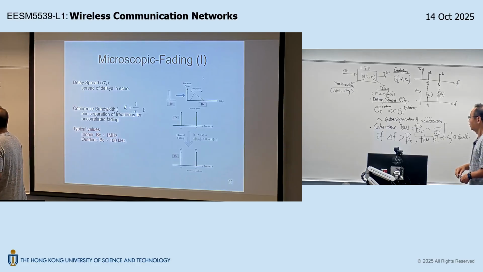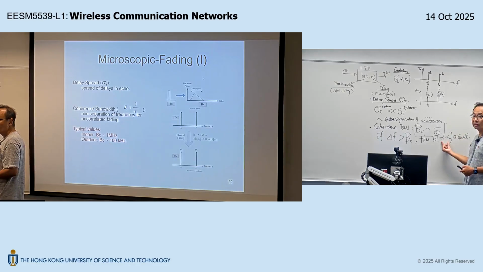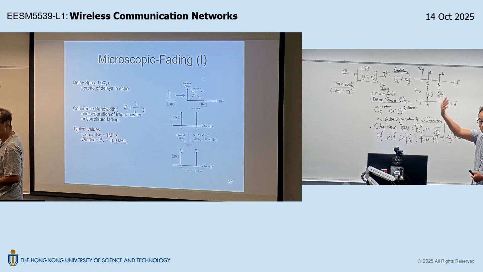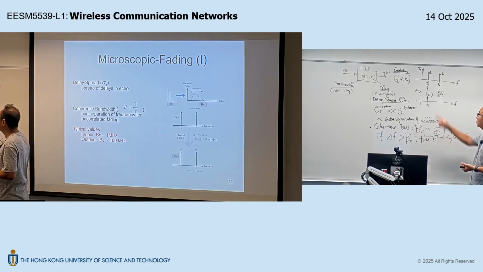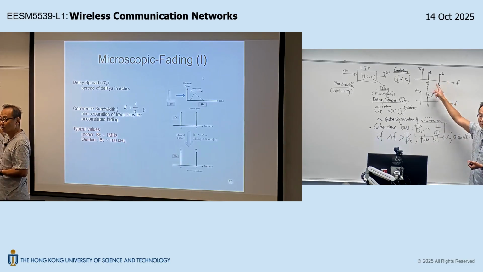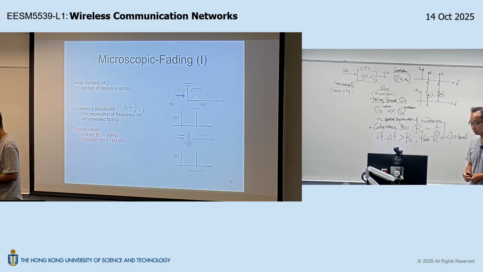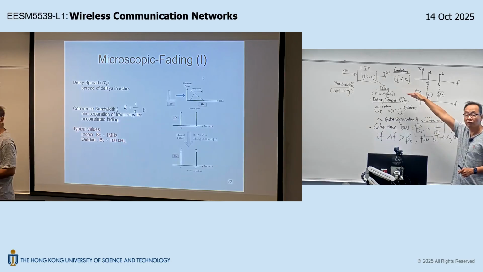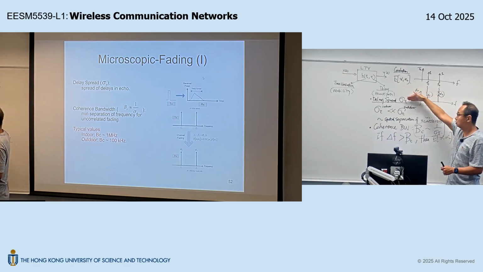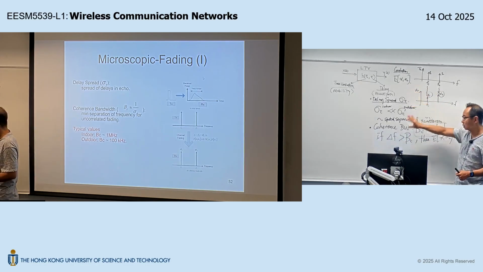Okay. So fundamentally, why does the correlation depend on the frequency separation? That's because the condition for constructive and destructive superposition depends on the wavelength, and that in turn depends on the transmitting frequencies. All right. So for the multipath delay dimension, we have introduced two parameters: delay spread or coherence bandwidth.